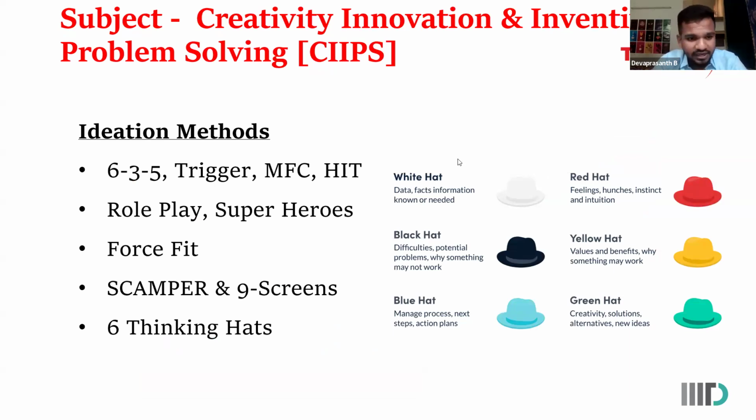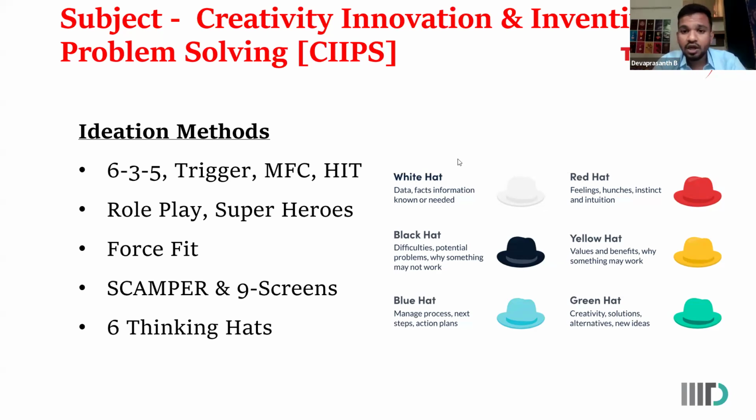For example, I will be touching upon the six thinking hats. Here you can see there are six thinking hats. Each hat represents one feeling or one way we get ideas. The first thing you need to see is the white hat. If you have a problem, you need to know the data, the facts, information known, or what are the things we need to know. Then the black hat. What are the difficulties and potential problems we have? Then the blue hat. How are we going to manage the process? What will be the next action and steps?